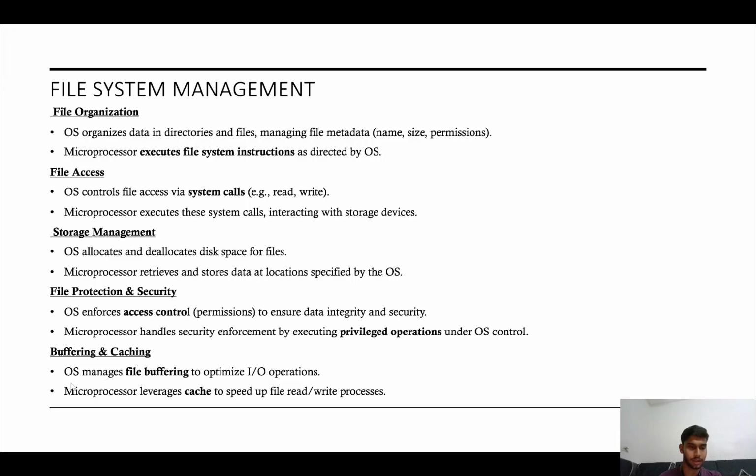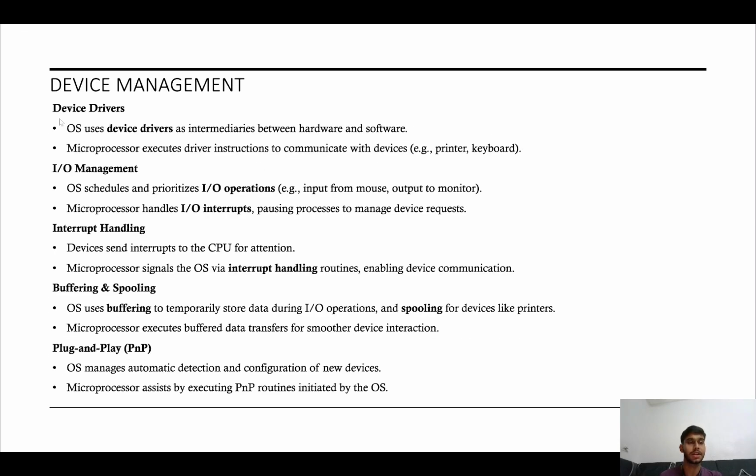Buffering and caching. The OS manages file buffering to optimize input-output operations. The microprocessor leverages cache to speed up file read or write processes. Device management. Device drivers. The OS uses device drivers as intermediaries between hardware and software. The microprocessor executes driver instructions to communicate with devices such as printer, keyboard.